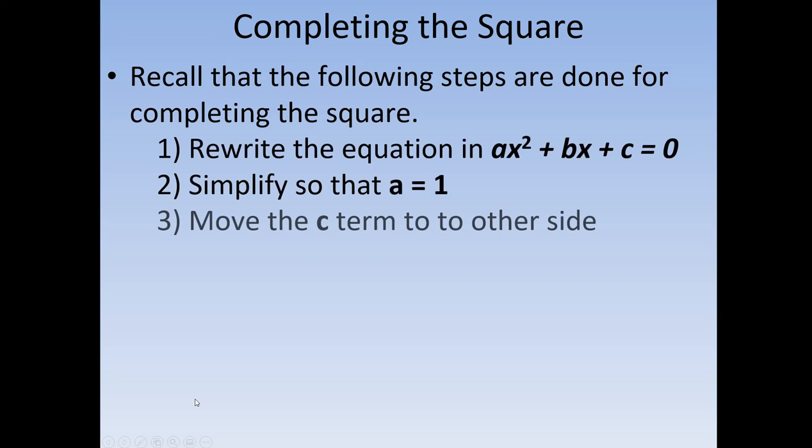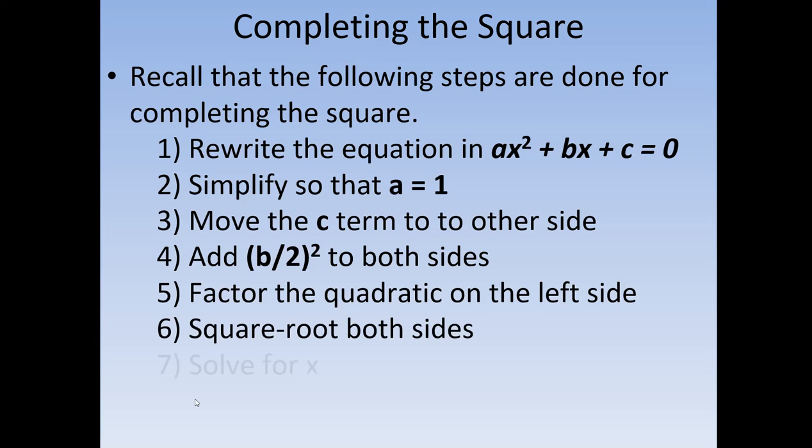This breaks it down again. These are all the steps. Rewrite the equation. It didn't say that before, but you have to make sure that a is actually equal to 1. So if you have something in front of the x squared, you have to divide everything by a. Move the c term to the other side. Add half of b, squared, to both sides. Factor the left side, square root both sides, and then solve for x.